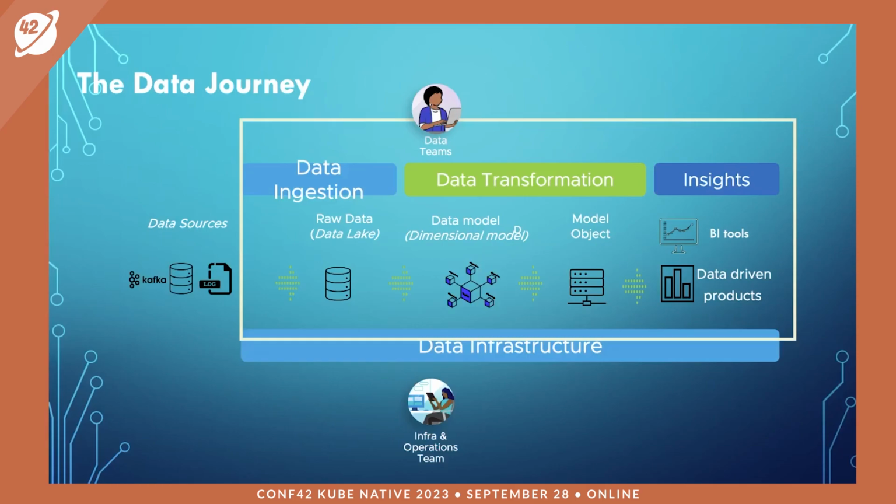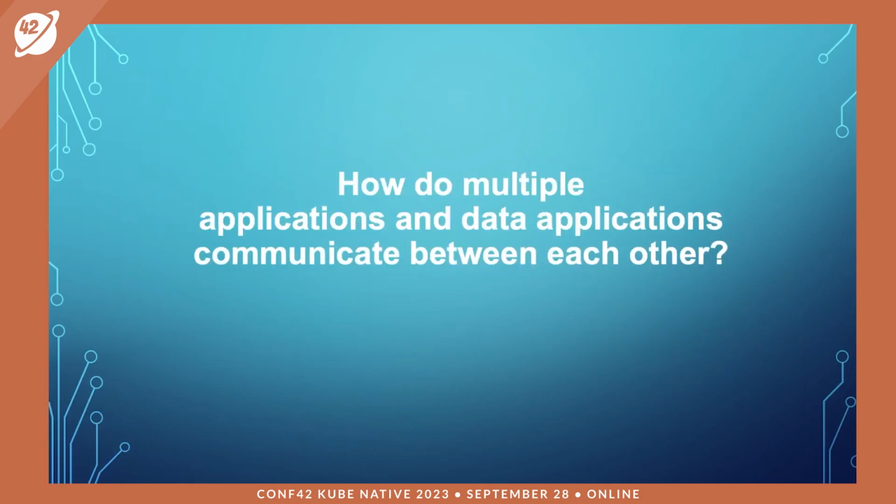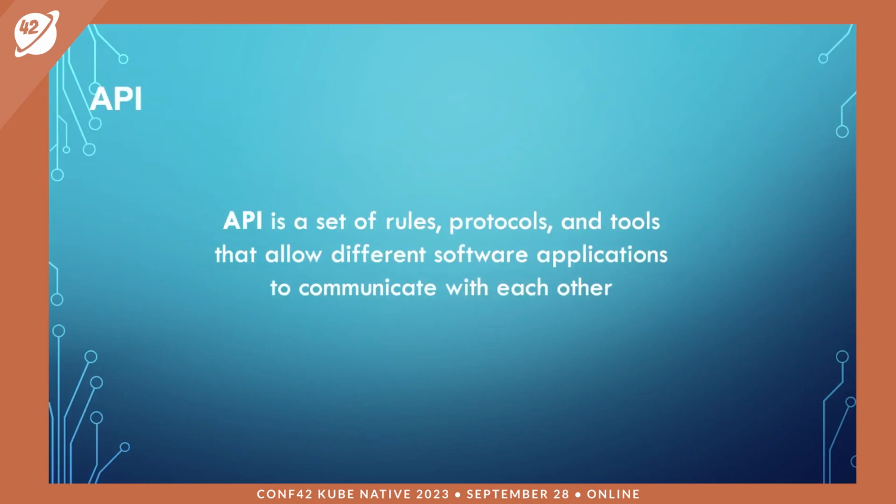The data teams are the ones that are generally responsible for data applications, and some kind of, let's call it, infra operations team is the one that provides infrastructure to the data teams. But how do multiple applications communicate with each other, regardless of whether we're talking about data applications? API. API is the standard by which any applications communicate with each other.